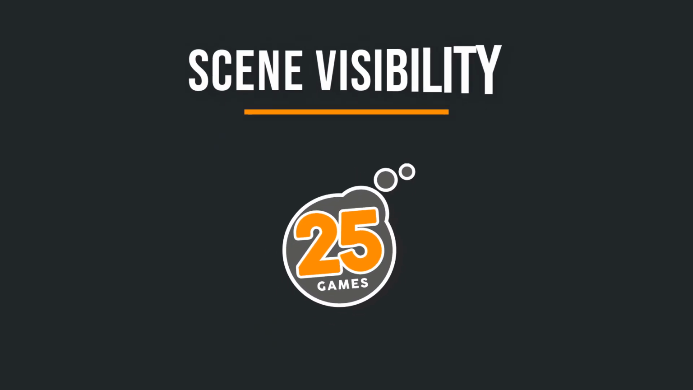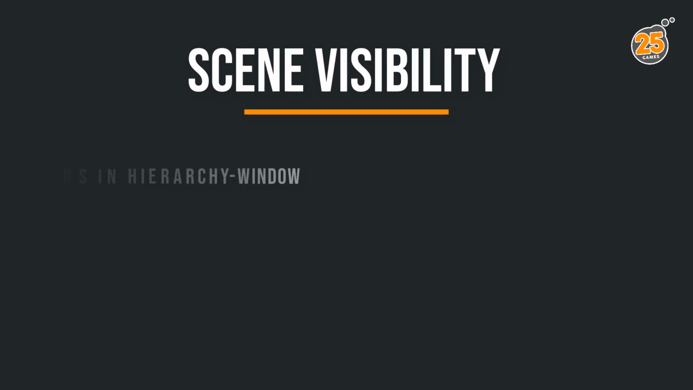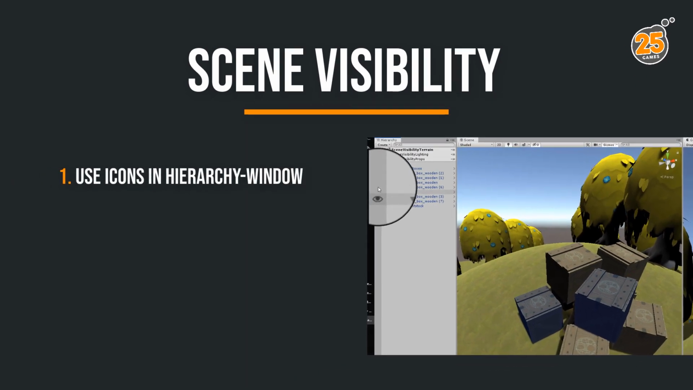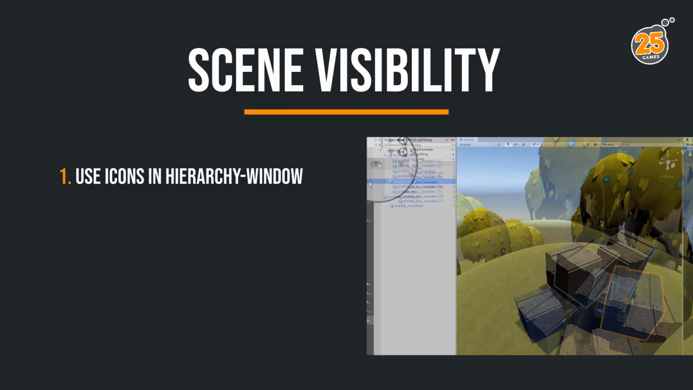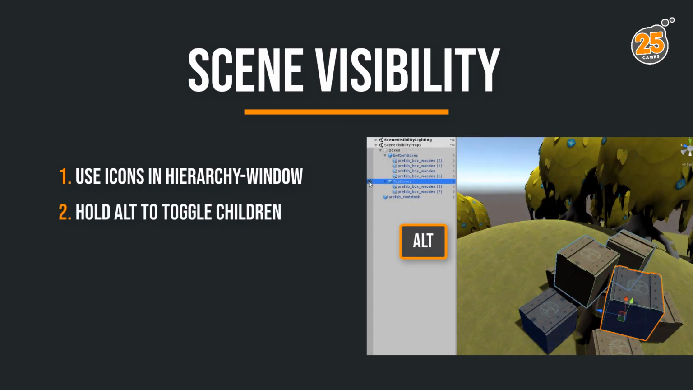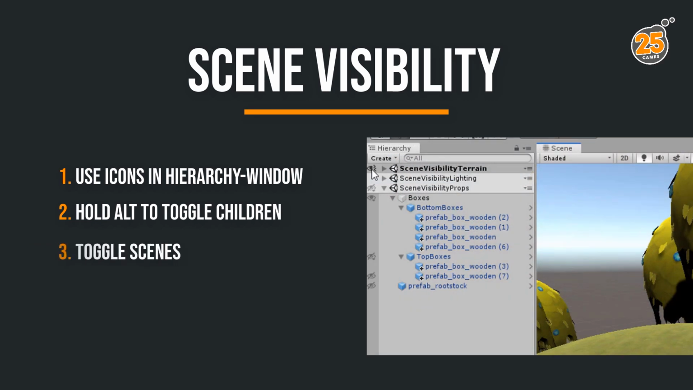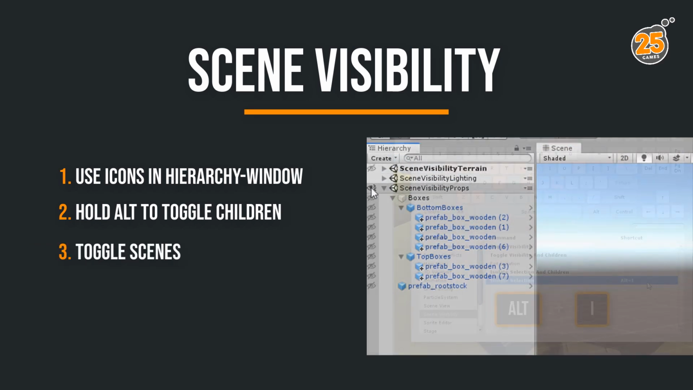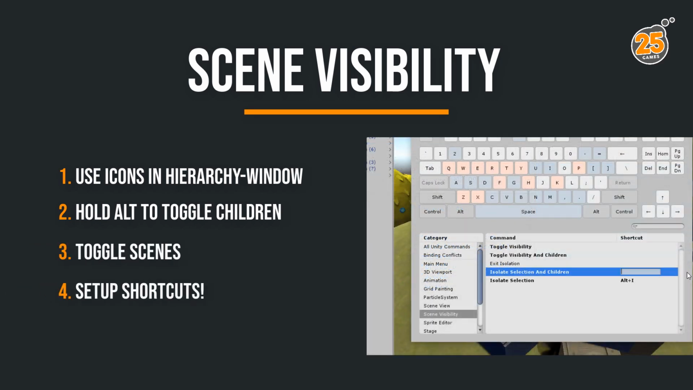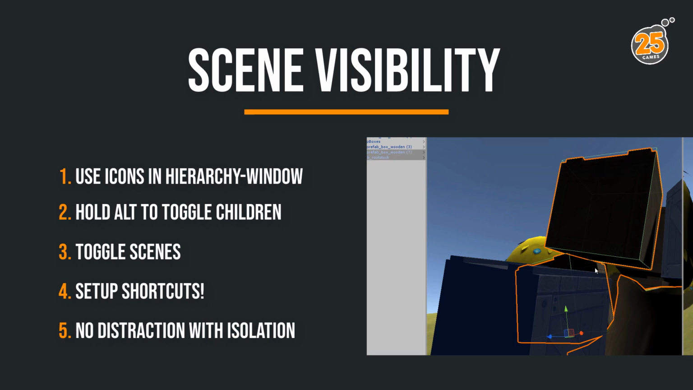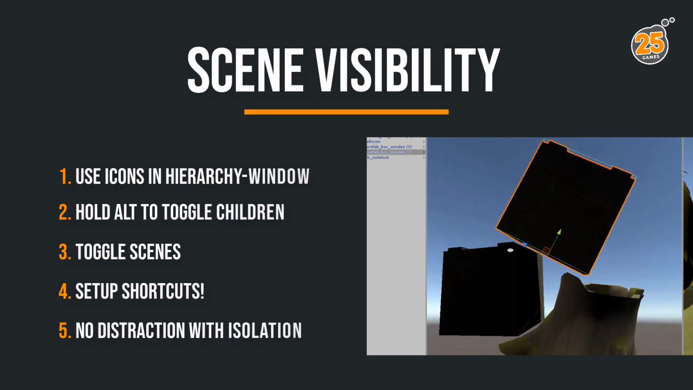The scene visibility functions in a nutshell. Toggle visibility via the icons on the left in the hierarchy. Toggle an object and its children by holding Alt while clicking. Toggle whole scenes with a single click. Enable the isolate feature by mapping the commands to shortcuts with the new Shortcut Manager. Isolate selected objects and fine-tune your scene.